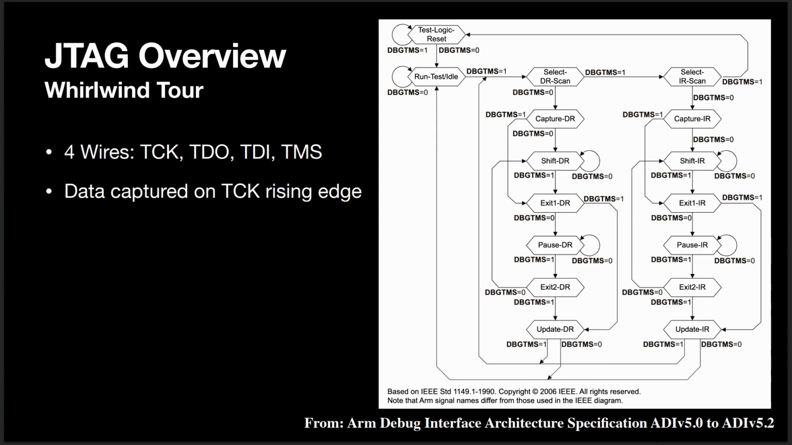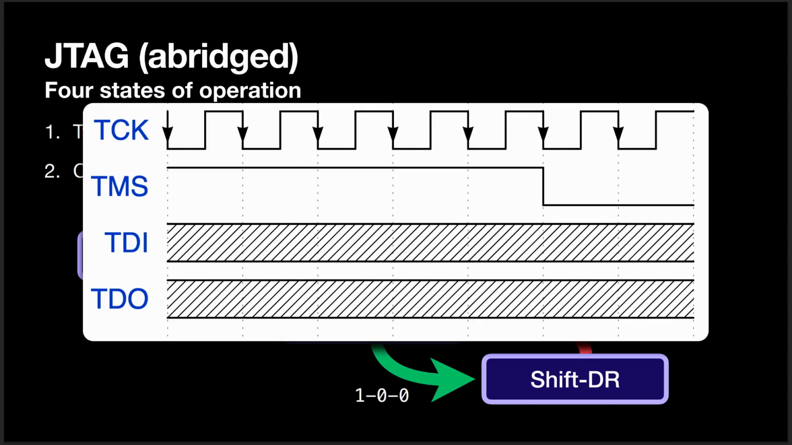So really the only thing you need to know about this is that there's 4 wires: TCK, TDO, TDI, and TMS. TCK is the clock, and TMS is the state machine, or the state that it's in. TDO and TDI are output and input, from the perspective of the chip. So TDO, from our perspective as the debugger, is actually an input, and TDI is an output, just to make it a little bit weird. Data is captured on the rising edge of the clock, so the entire state machine moves between states when the clock goes from 0 to 1. This slide doesn't look very good on the PDF.